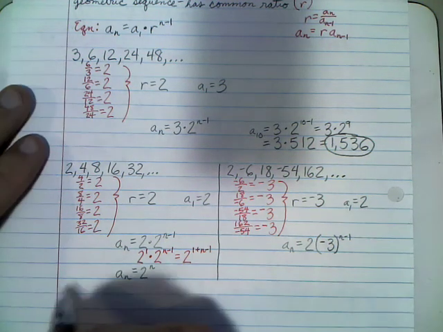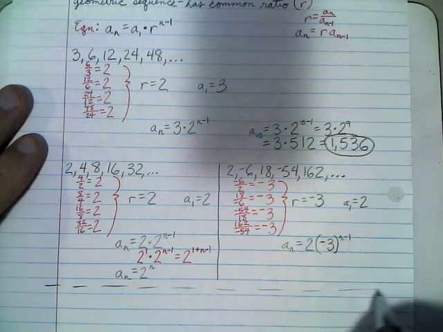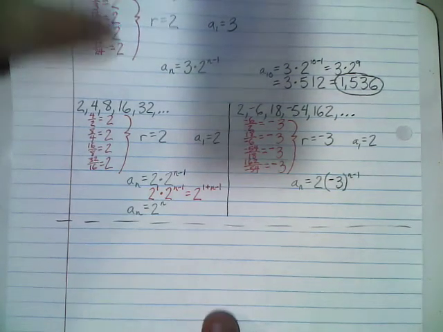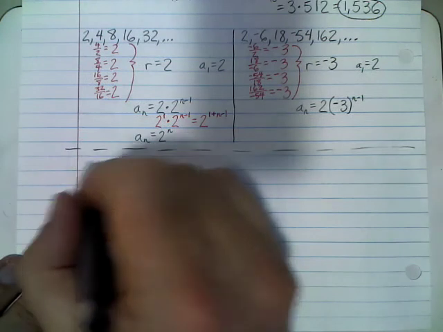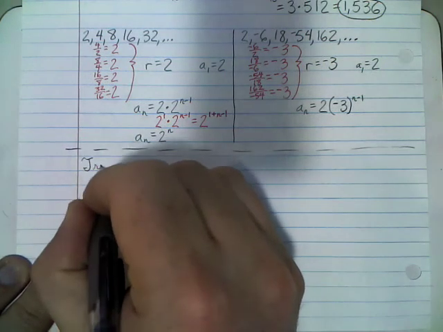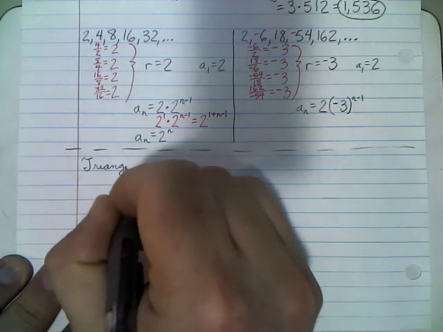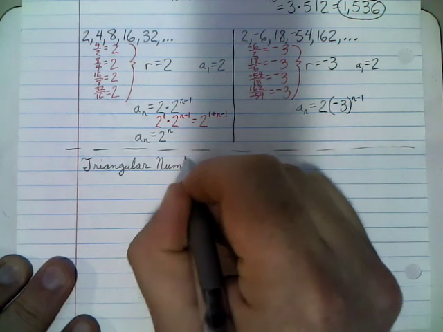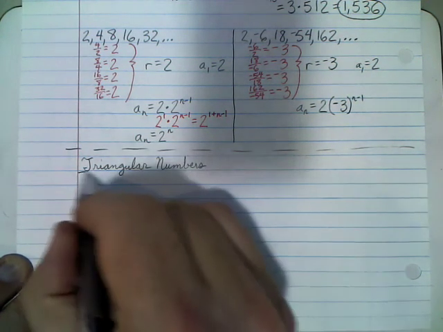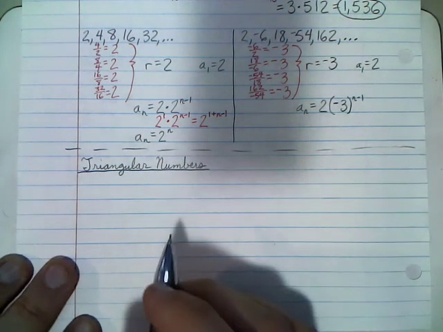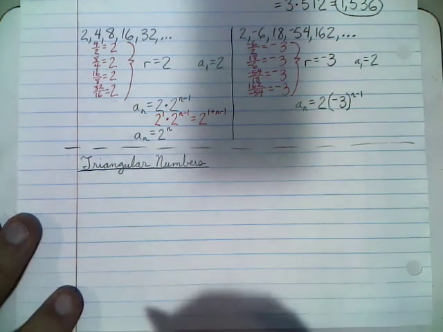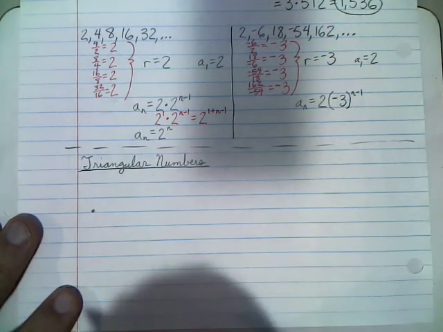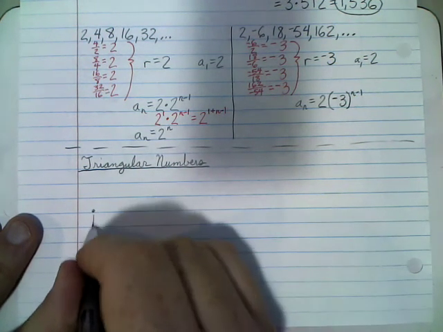So the last concept here, let's go ahead and do a dashed line across our page, is a special sequence that our book wants to introduce you to, which is called triangular numbers. And so the idea behind triangular numbers is we just start with a single dot. So how many dots do I have there? 1.